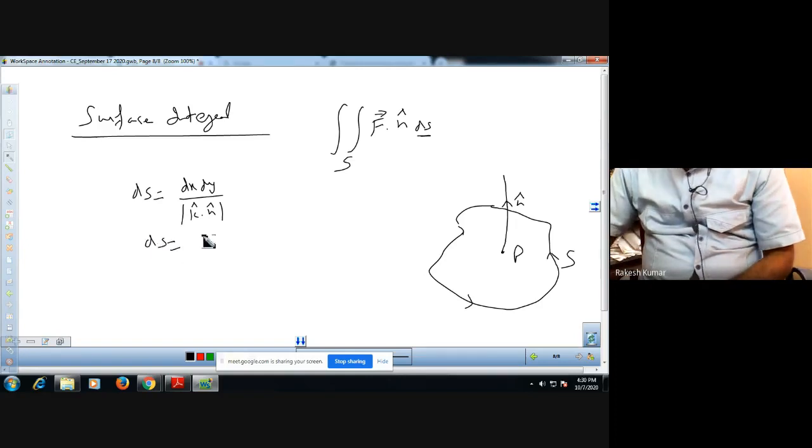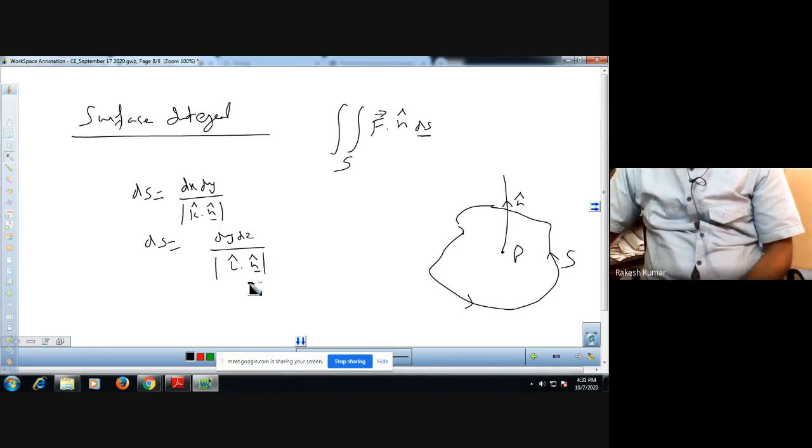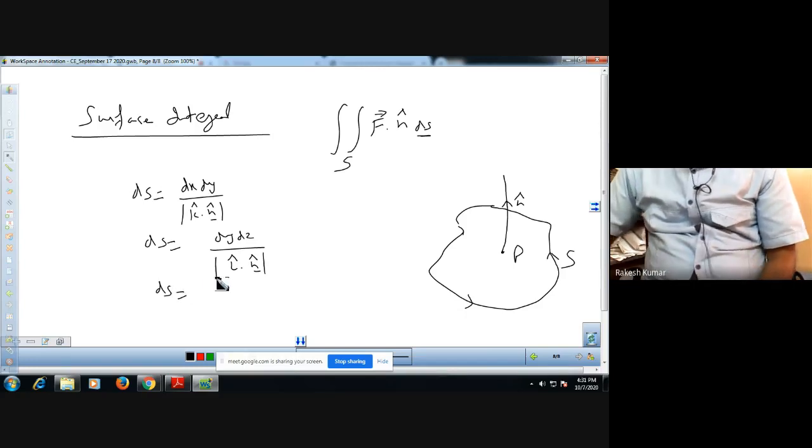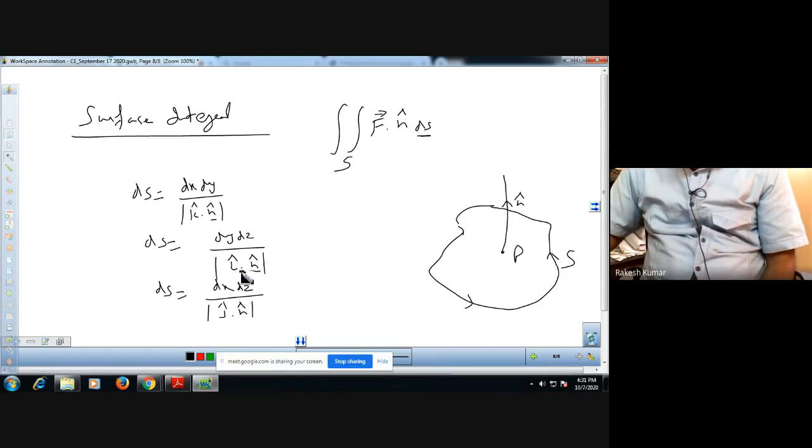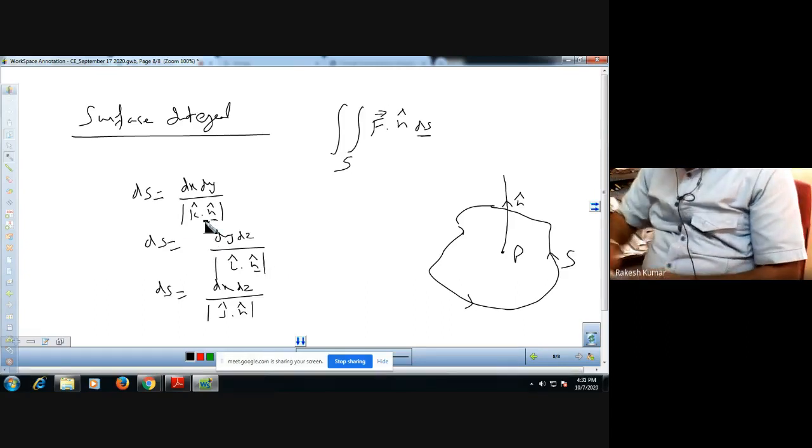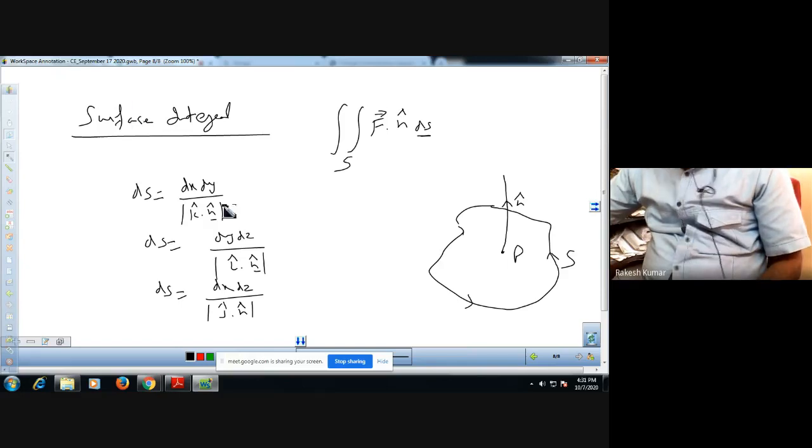But if we have it in the yz plane, then it should be dy dz, and in the denominator it should be i cap dot n cap. N cap is a standard vector which is normal to the surface. And similarly, we shall have one more case, which can be in the xz plane, and in the xz plane in the denominator we should have j cap dot n cap. In the denominator we always have a dot product, and we will take the absolute value of that dot product. This is another important point which we shall use in finding out the value of the surface integral.